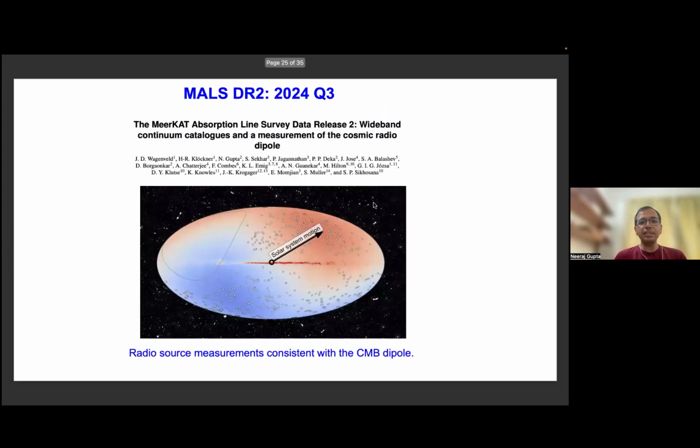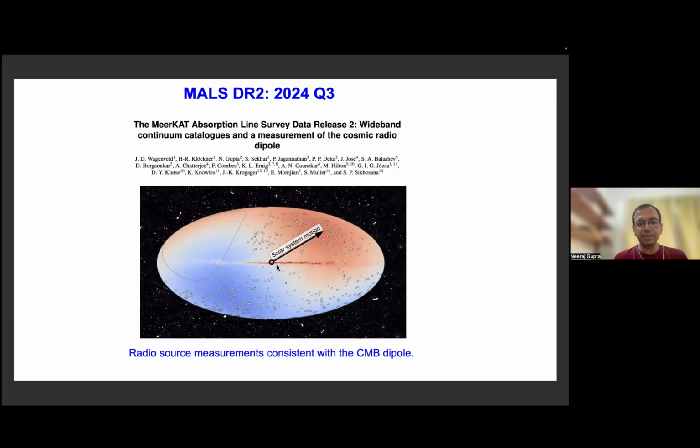And one of the things that we did using these deep images was to ask the question: now that we have these 400 pointings distributed across the sky, is the source distribution in these 400 pointings consistent with what we see as the cosmic radio dipole? We know from the CMB maps that we do find an excess dipole motion. What it shows is that we tend to be moving in this particular direction, we as in the solar system.